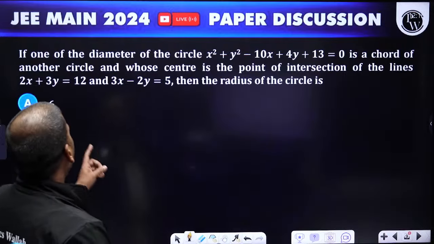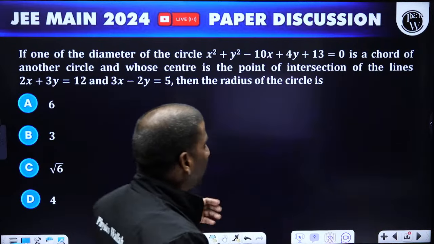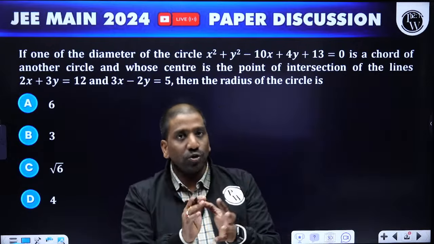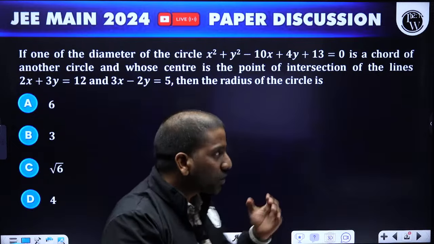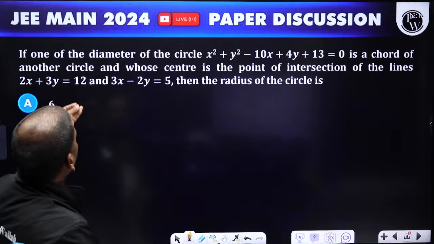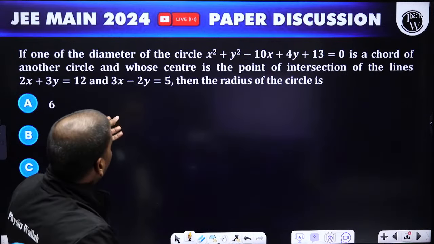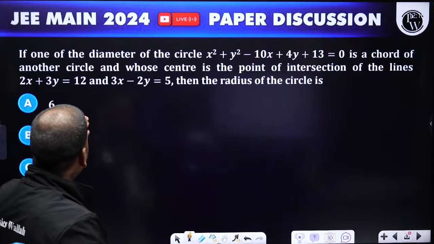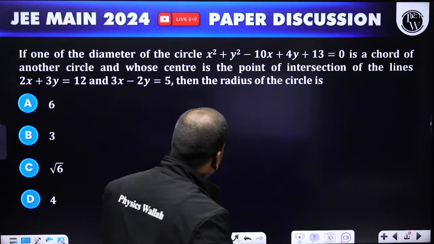Next. Now the question from circles. Circles, right? So in circles, first we need to understand the given data, visualize if it is possible, then take a course of action. These are the three steps we follow always. So first let us read with our mind and heart both. If one of the diameters of the circle is a chord of another circle whose center is the point of intersection of the lines 2x plus 3y is equal to 12, 3x minus 2y is equal to 5, then the radius of the circle.